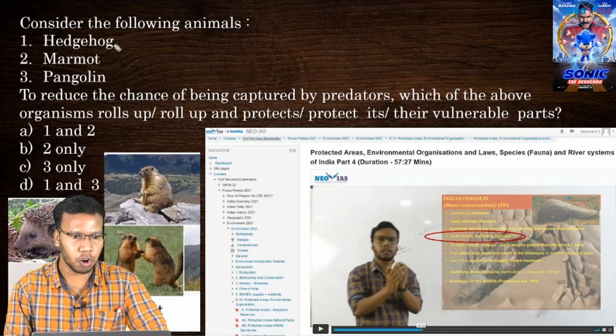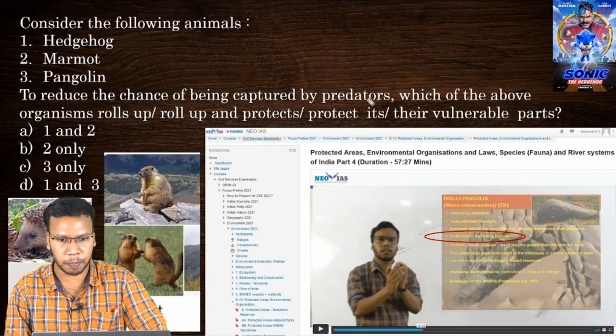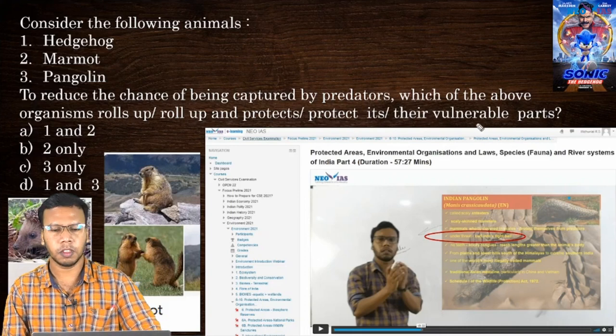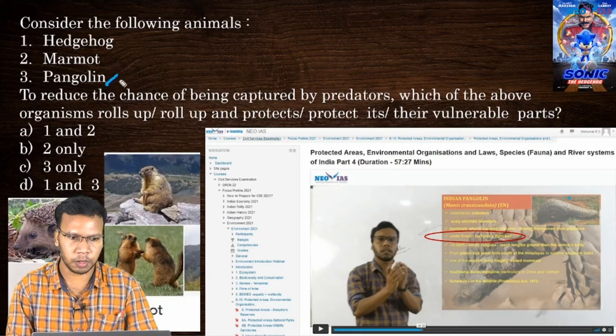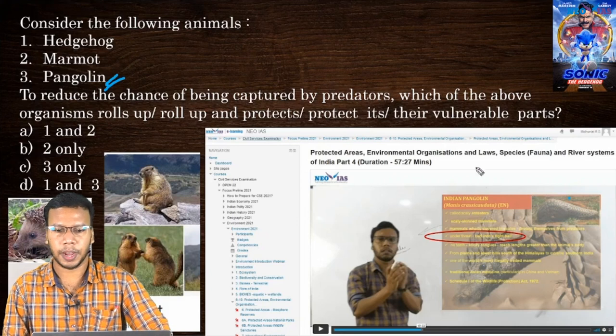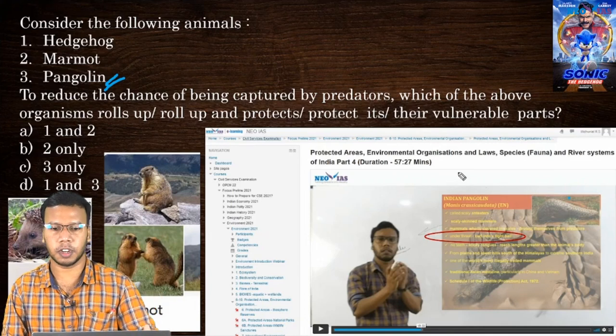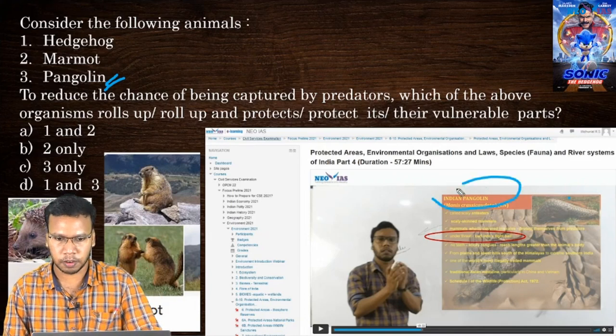Now here we have a question from the animals, right? They have given hedgehog, marmot, pangolin. To reduce the chance of being captured by predators, which of the above organisms roll up and protect their vulnerable parts? We know that pangolins were in the news several times because so much illegal smuggling of pangolins happened in India, right? You might have studied about this Indian pangolin, because whenever a species is mentioned in the news, you have to study about it, right? So we also discussed Indian pangolin here.